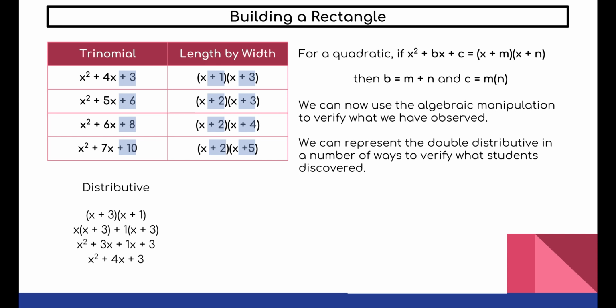We distribute that x plus 3 to each of the terms in the expression x plus 1. We distribute again, and then we group like terms, and we come up with x squared plus 4x plus 3. But there's other ways to accomplish this, and there may even be other ways that are more accessible to students. Let's take a look at columns.